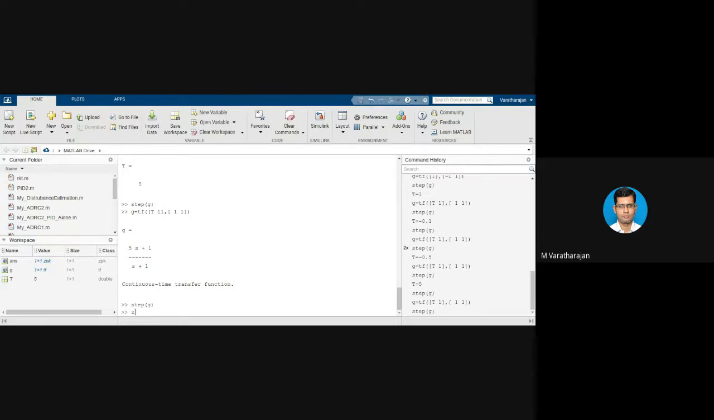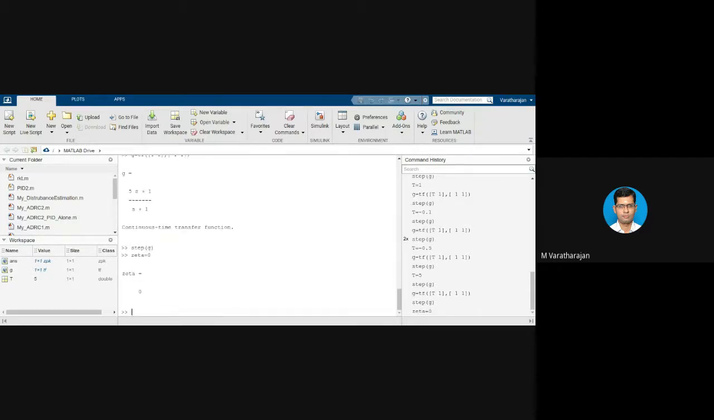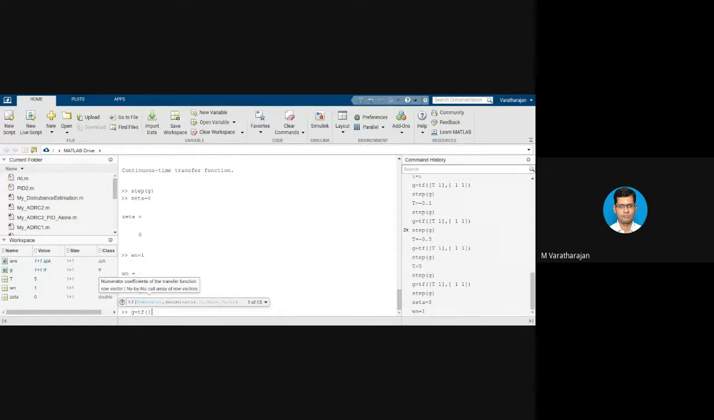Let us create two variables. zeta represents the damping ratio. Initially, let it be 0. And Wn, I am going to use as a symbol for the natural frequency of oscillation omega n. Let it remain as 1. I'm going to create a typical second order transfer function g equal to tf of omega n square divided by, in the denominator, s square plus 2 zeta omega n s plus omega n square.